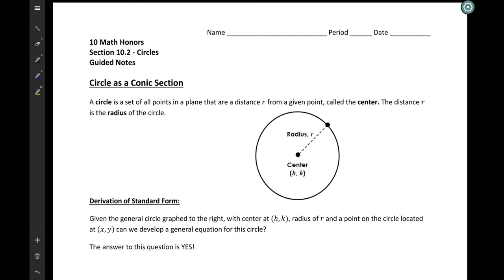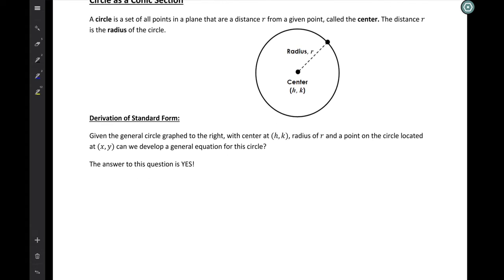Today we're going to look at circles as a conic section. This should be pretty familiar to you guys, as I think you've done equations of circles in the past. So a circle is the set of all points in a plane that are distance r from a given point, called the center. The distance r is the radius of the circle.